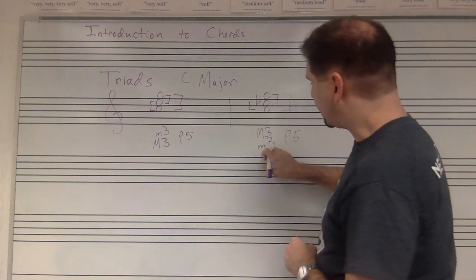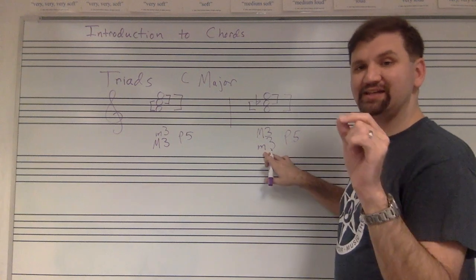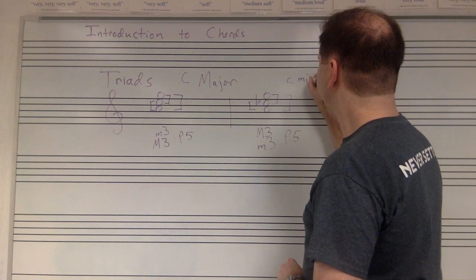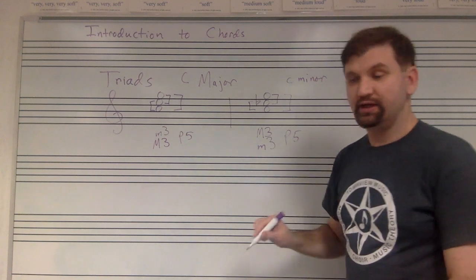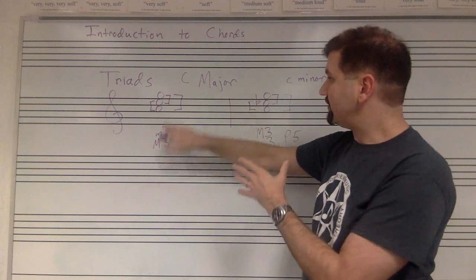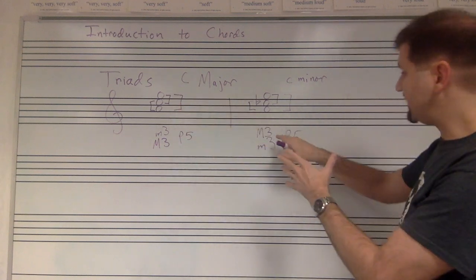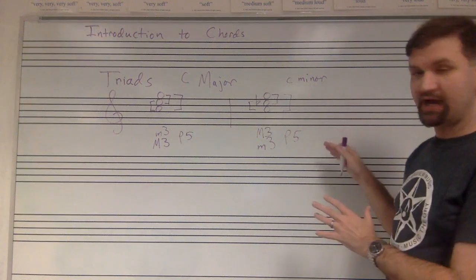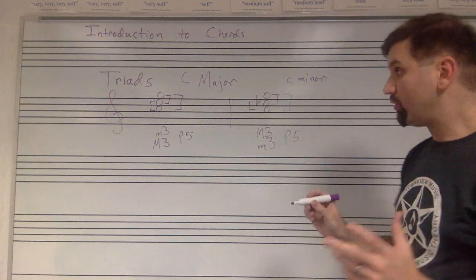This interval on the bottom is a minor third, and that interval gives the chord its name. It's a C minor chord. In this case, the major interval on the bottom meant that the chord is major. In this case, the minor interval on the bottom meant that the chord is minor. Well, we can build more chords this way.